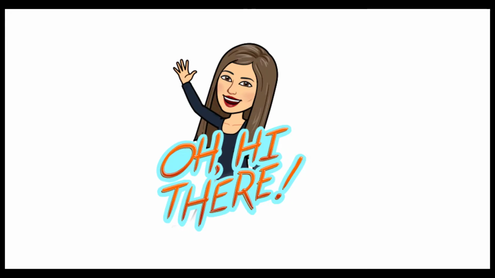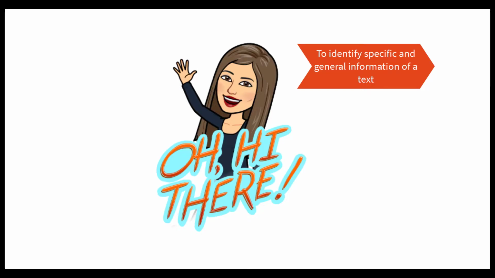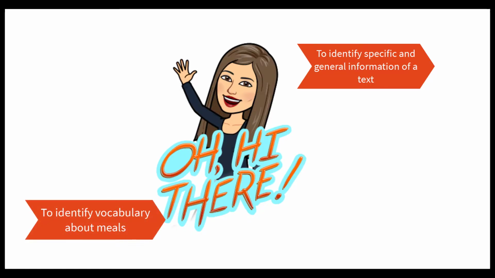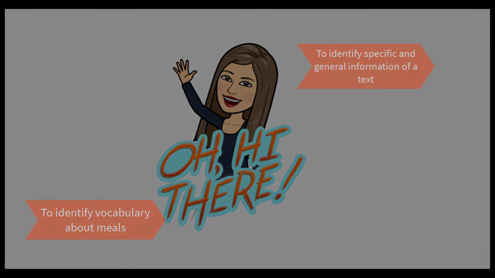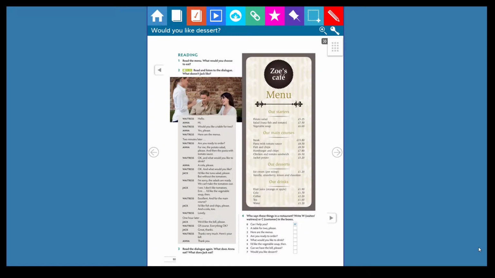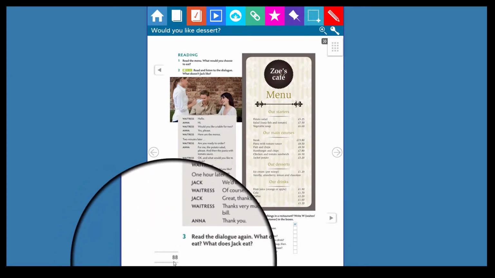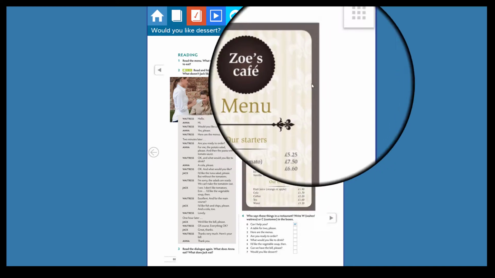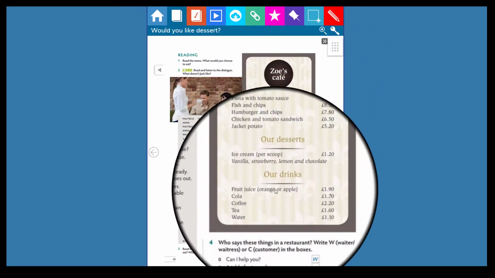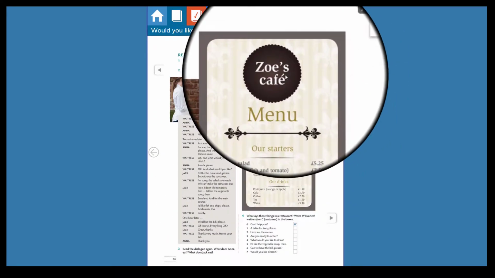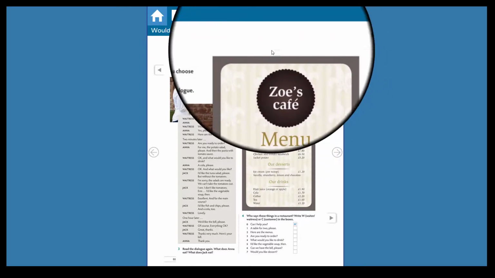The objectives of today's lesson are to identify specific and general information about text and also to identify vocabulary about meals. Okay, so let's start with the lesson. Please open your student books on page 88 because we're going to start with the reading part. First, we're going to read the menu of Zoe's Cafe, because this is a restaurant, okay?